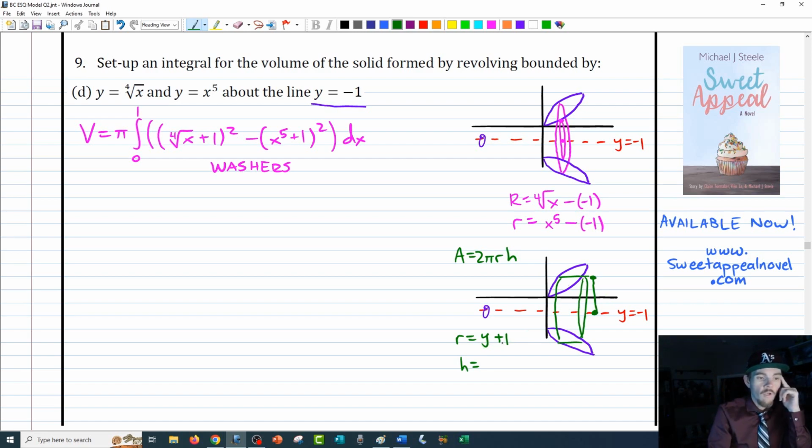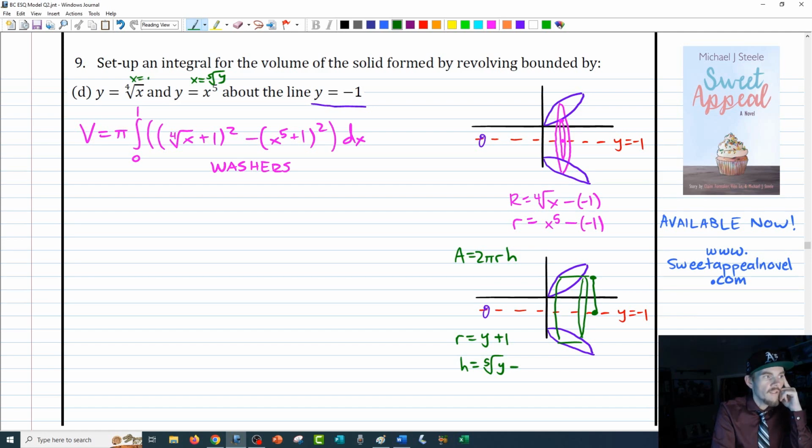And then for our height, we will go right minus left. On the right, we had the x to the 5th, which will become x equals the 5th root of y. So we'll have the 5th root of y. And then on the left side, we're going to have what was radical.